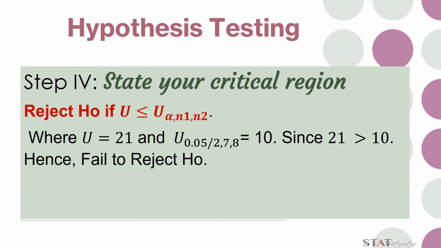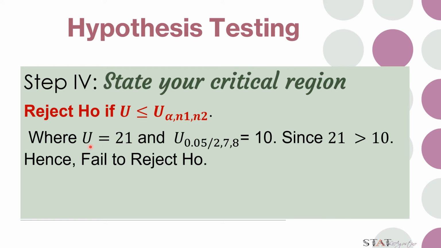So here is now stating our critical region in step 4. So this is fixed, okay? Reject H0 if U, this is our computed value, is less than or equal to the U tabulated value at alpha, N1, and N2. So remember that this is default, meaning it is fixed. This is our decision rule. Reject H0 if U computed is less than U tabulated or U alpha, N1, N2.